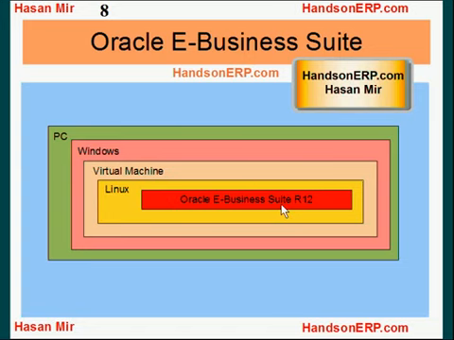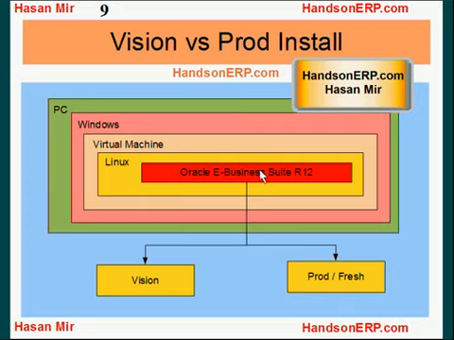So when you come to a point where you're installing Oracle E-Business Suite applications on Linux, you will be asked this question by the installation wizard, whether you want to do a Vision installation or production installation, also known as fresh installation. I have addressed this topic on a few occasions in my training sessions, and here I'm going to talk about it again because this will be relevant to this installation series of videos that I'm making here. First of all, let's start with what is Vision installation.